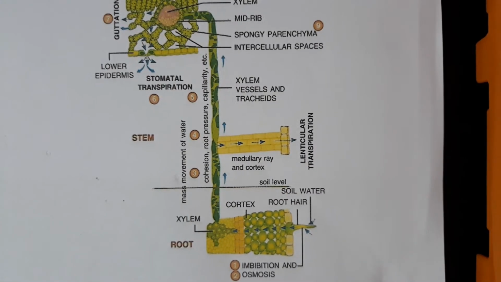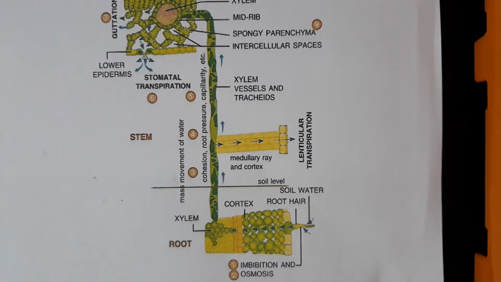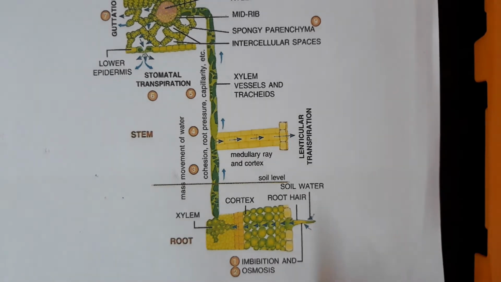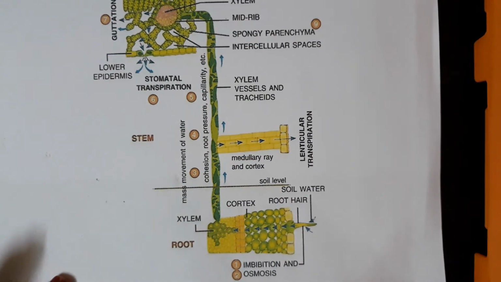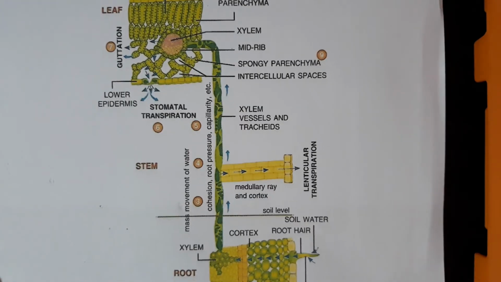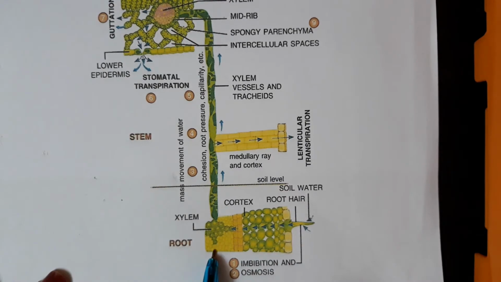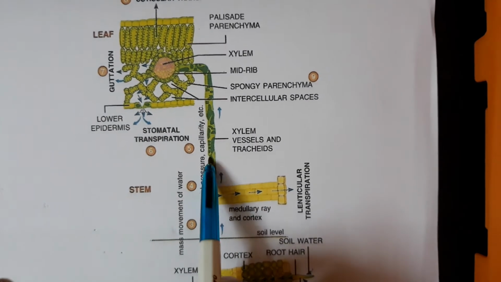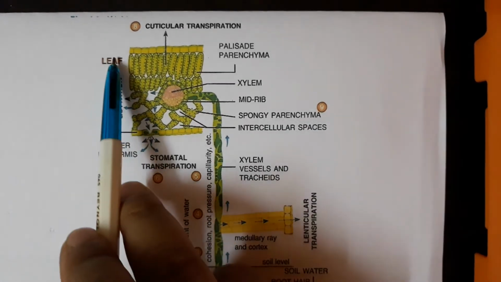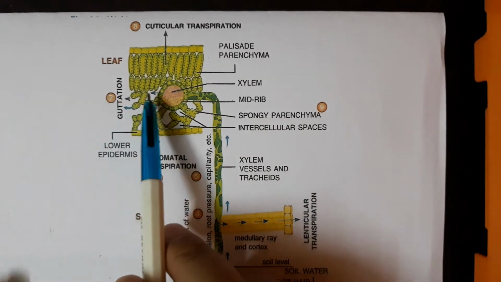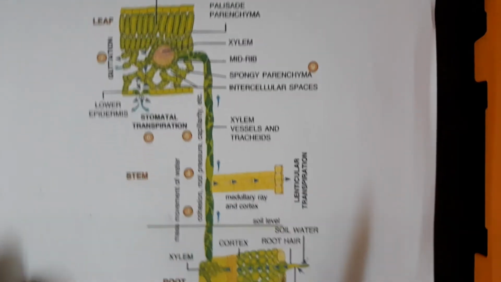Today we are going to understand the schematic representation related to the intake and loss of water in plants. As you can see in the figure, this is the path which shows how water is absorbed by the roots, reaches the stem region of the plant, and then how water is lost through the leaf due to the process of transpiration.